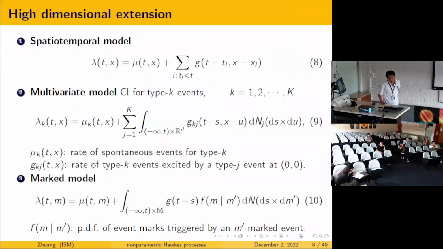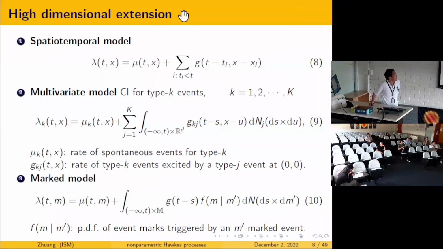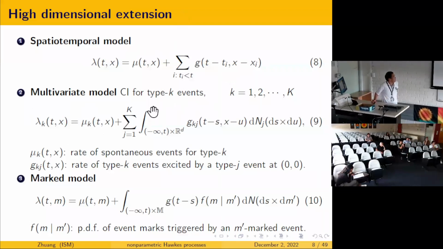Nowadays in applications, the Hawkes process has many forms. This is a spatial-temporal form. There is also a multivariate form, where we assume some discrete types for the events, which is also called the multi-type Hawkes process. We can also have a marked process, in which the mark could be continuous.